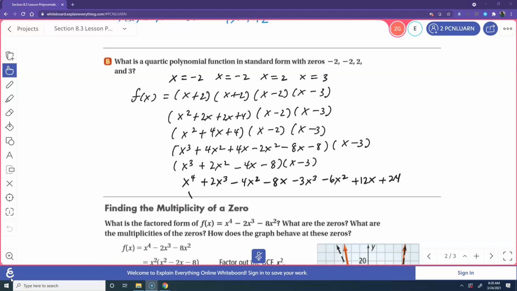So we have x to the 4th. And then you find your x cubed, so that's negative x cubed. And then you have a negative 10x squared. And then you have a 4x and then 24. So that's going to be the product of those four.